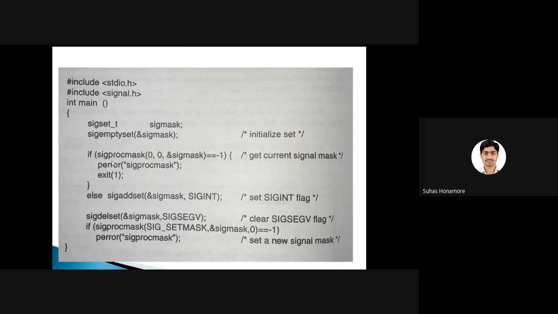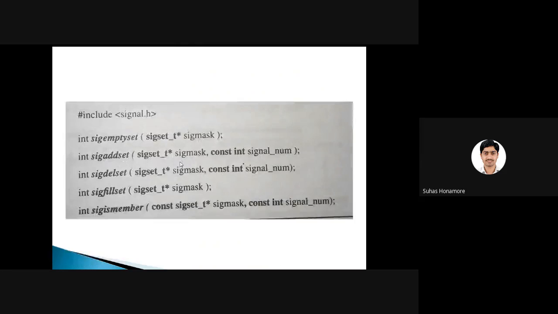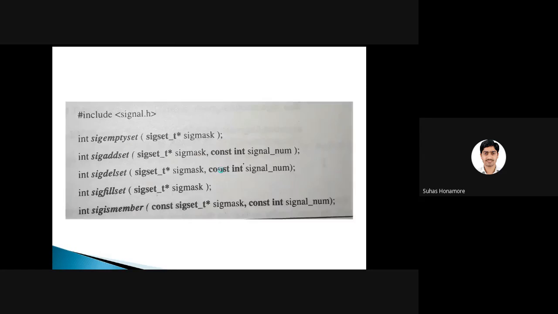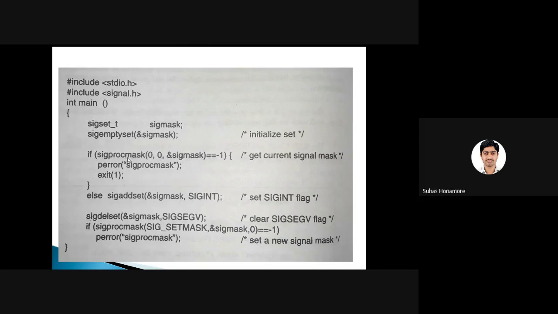Then we are calling the masking function. Here we are giving the command as 0, which means it will get the status. Whatever you send as the new one is irrespective of this argument, and the status you get will come in the old mask here. So you are just passing one argument and this will receive it. We don't want this parameter at that time. So here we're getting the status.